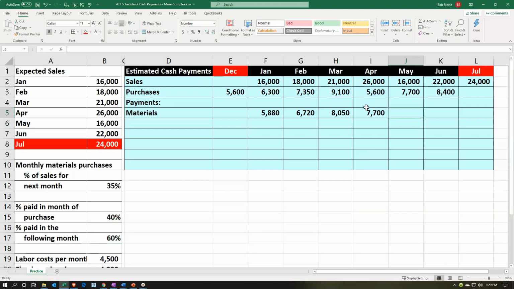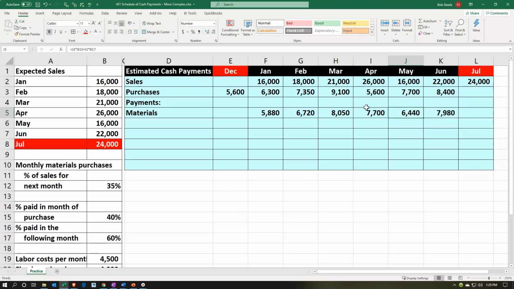Let's do it again. We're going to say this will be equal to May's purchases that happened in the current month times the payment that we made for them in the current month, 40%, plus we're going to pick up April's purchases that were made times the amount of payment that we're going to be making in the current month for them, and that'll be the 60%. Let's do it one more time. This will be equal to the 8,400 times, that's the purchases we had in June, times the 40% that we're going to pay for in the same month, plus the prior month, 7,700 times the 60% that we're going to be paying for in the current month.